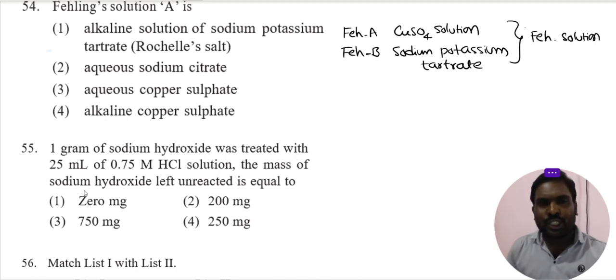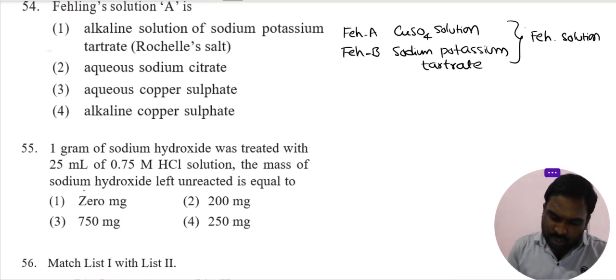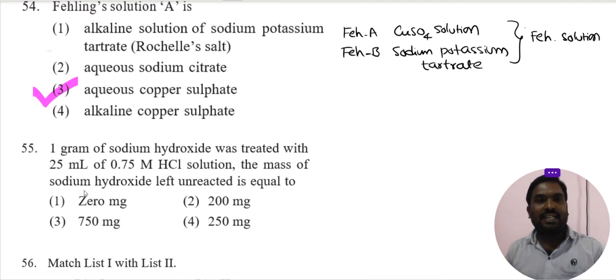In the presence of Fehling's solution, aliphatic aldehydes convert into carboxylate anions. Aromatic aldehydes give no reaction. So here, Fehling's A is asked, what is the answer? Aqueous copper sulfate solution. Option 3 is the right answer. Understood?